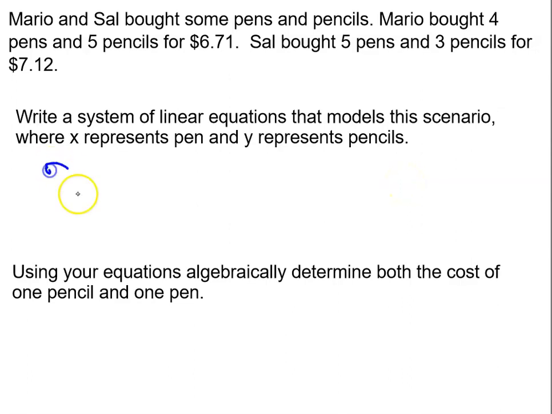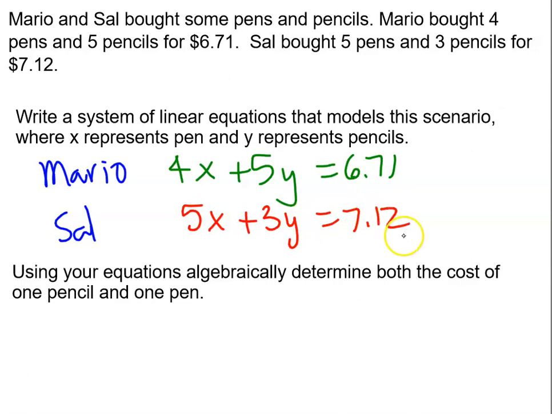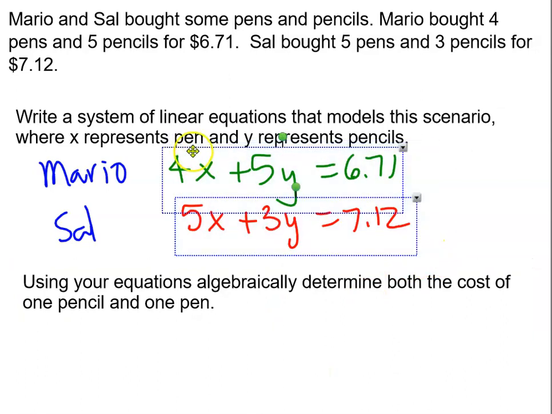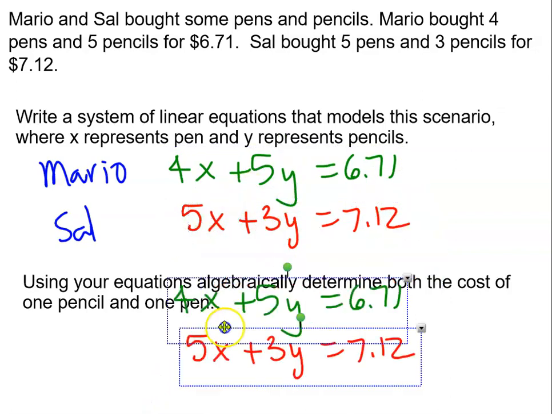So we've still got Mario and Sal. So Mario is 4 pens and 5 pencils, and that's $6.71. And then Sal is 5 pens and 3 pencils for $7.12. Okay, there's my system. And now it says, using your equations, algebraically determine the cost. So that means I need to use, I'm going to just duplicate this, so I don't have to write it all over again.